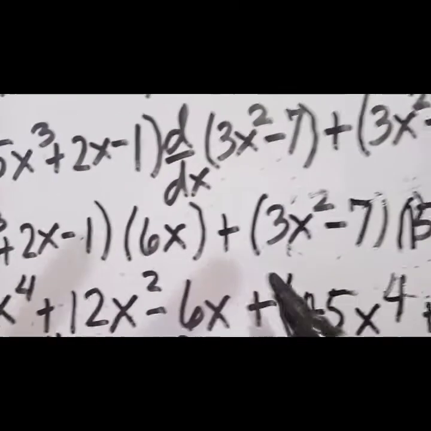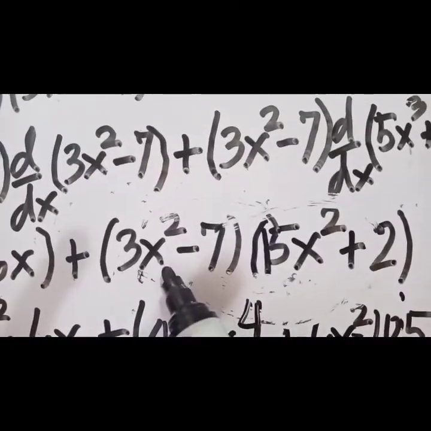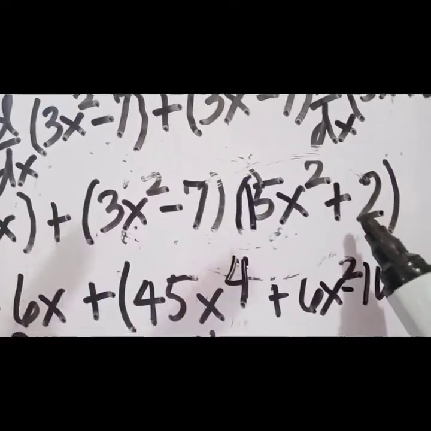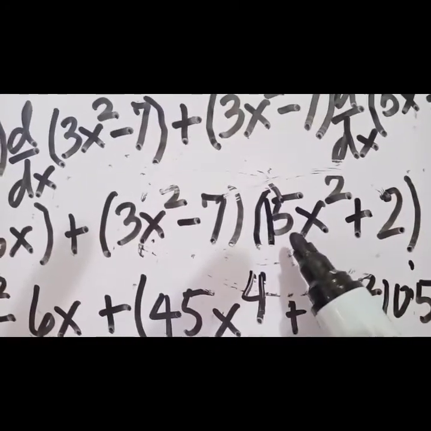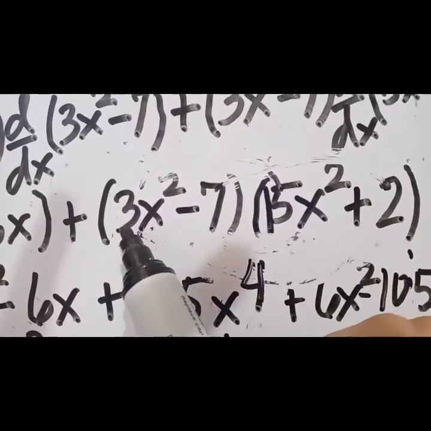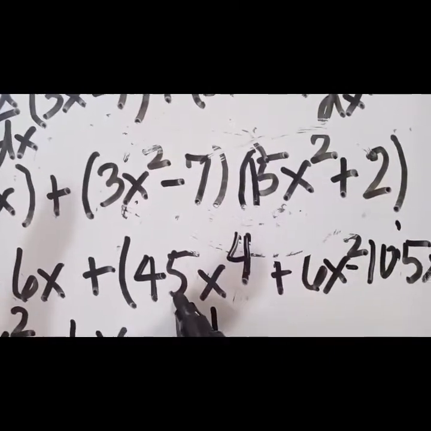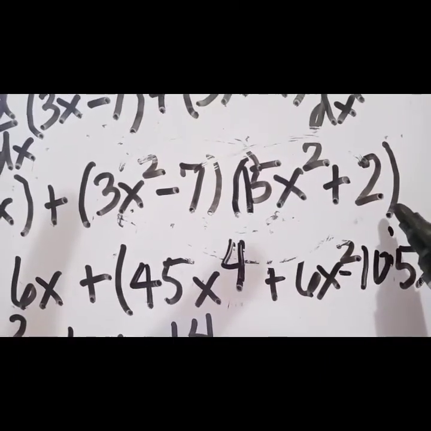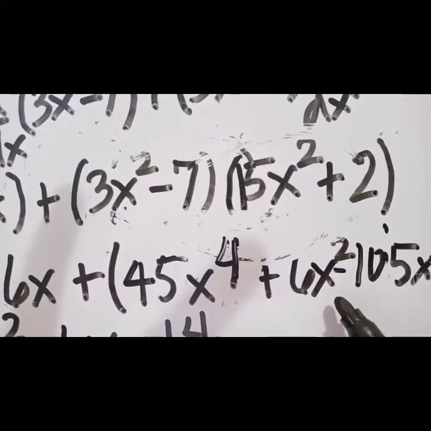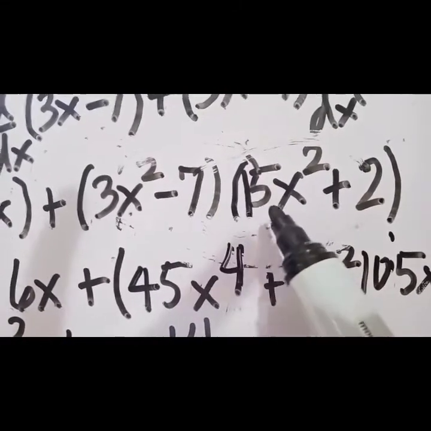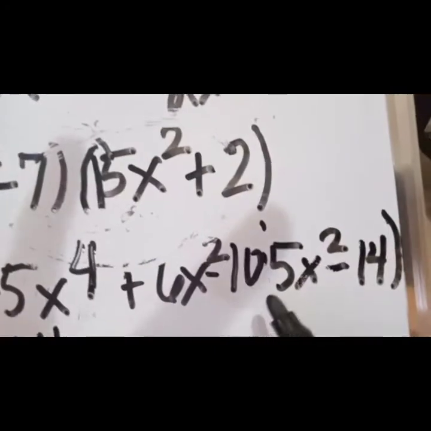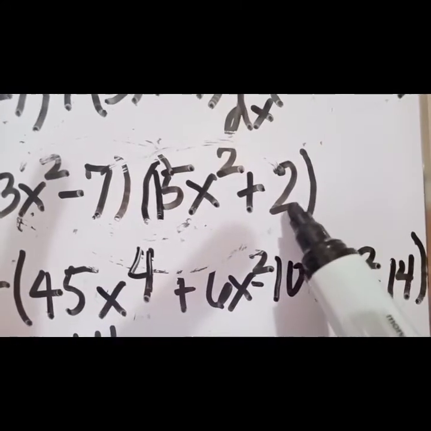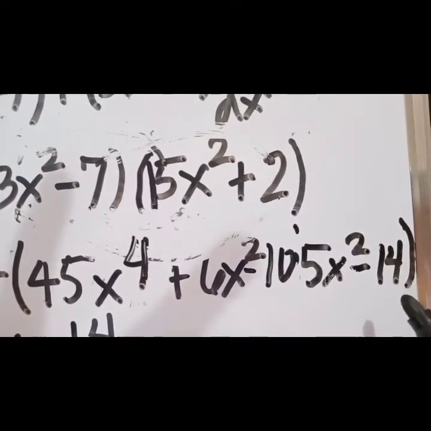Then plus, now we have a product of two binomials. We can distribute 3x squared to 15x squared plus 2 and negative 7 to 15x squared plus 2. Now 3 times 15, that is 45x to the fourth. Then 3x squared times 2 is 6x squared. Then negative 7 times 15x squared, that is a negative 105x squared. Then negative 7 times 2 is negative 14.